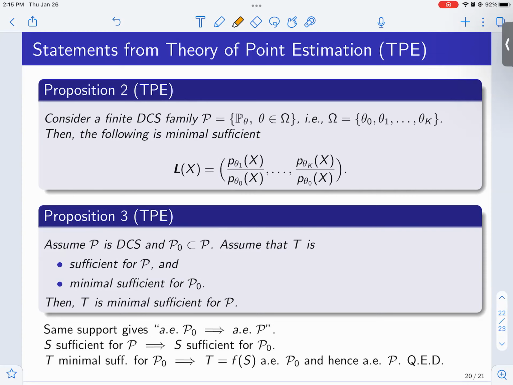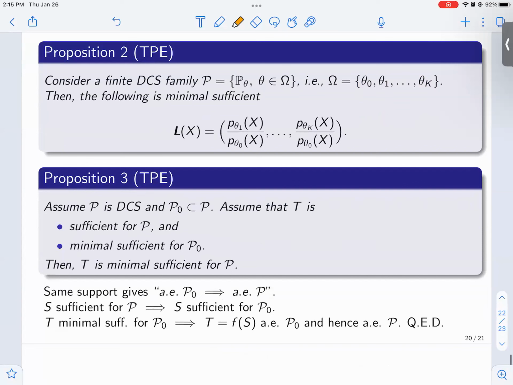Then you might worry a little bit about when this is infinite. When the parameter space is infinite, one way of dealing with this, if you want to be really precise, is this other proposition. If you have a dominated family with common support, and a subfamily, which means a subset of parameters that you keep. P is a collection of probability distributions, and you keep a subset, usually a finite subset, but this is more general. If T, a particular statistic, is sufficient for P, and minimal sufficient for P naught, it has to be minimal sufficient for P as well. So you establish minimal sufficiency in the subfamily and sufficiency in the larger family, and then you have minimal sufficiency in the larger family.